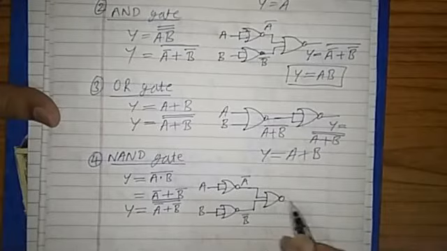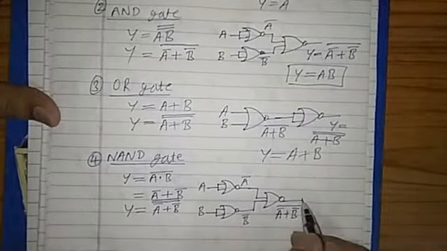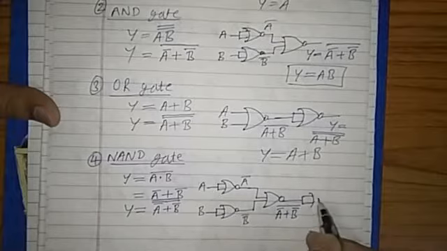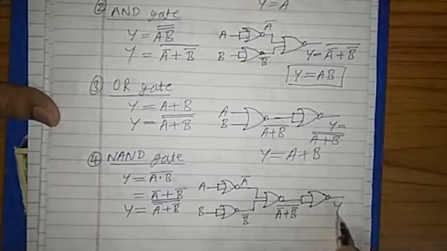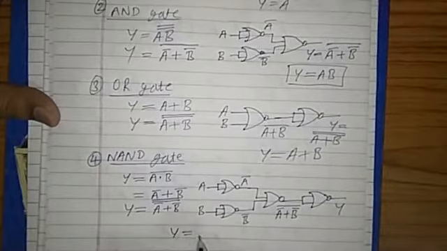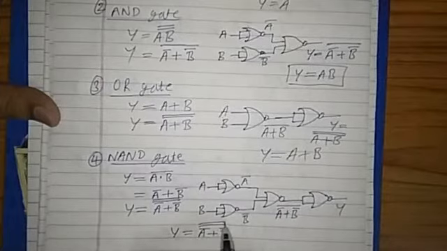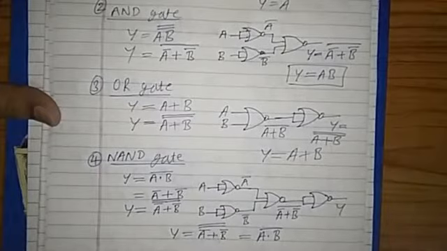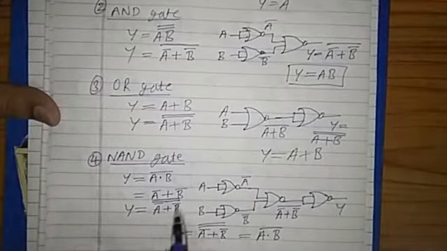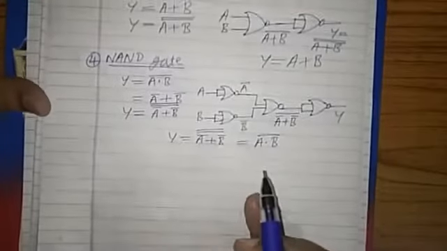NOR gate. Here it is A bar plus B bar whole bar, and in front of that one more NOT gate is there. NOT gate I can implement with a NOR by shorting its input. This is Y. Therefore Y is equal to A bar plus B bar whole bar and whole bar. That is Y equal to A dot B whole bar. That is what we have derived from here to this. This is how NAND gate is implemented.